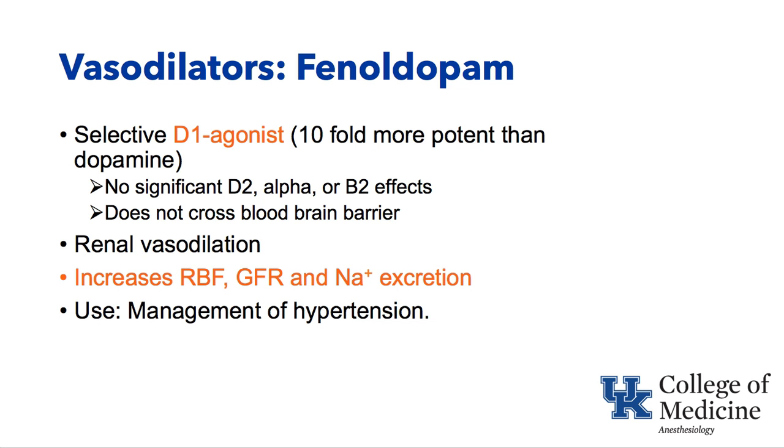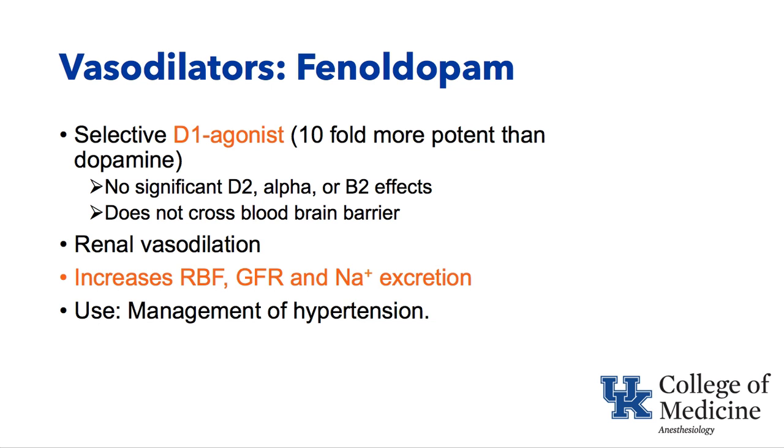Fenoldopam, not used very commonly, is a selective D1, or dopamine 1, agonist. In fact, it's about 10-fold more potent than dopamine at the D1 receptor. It doesn't have any significant D2, alpha, or beta 2 effect, so it's not going to vasoconstrict via the alpha receptor. It's not going to work through the beta 2 receptor, which is vasodilation, but through the D1 receptor. Interestingly, it doesn't cross the blood-brain barrier.